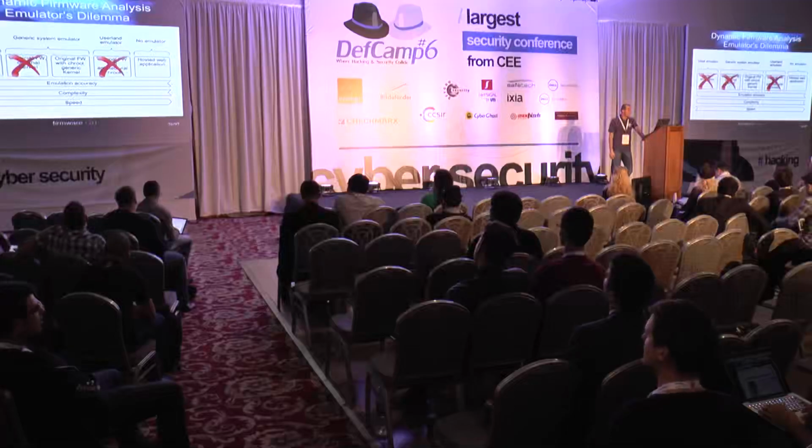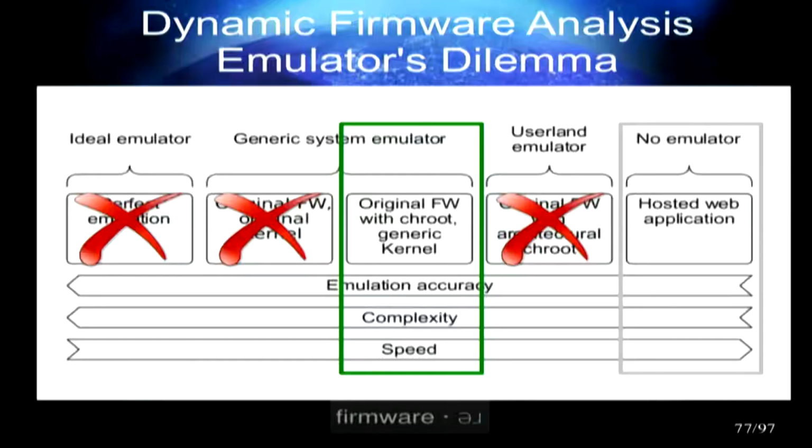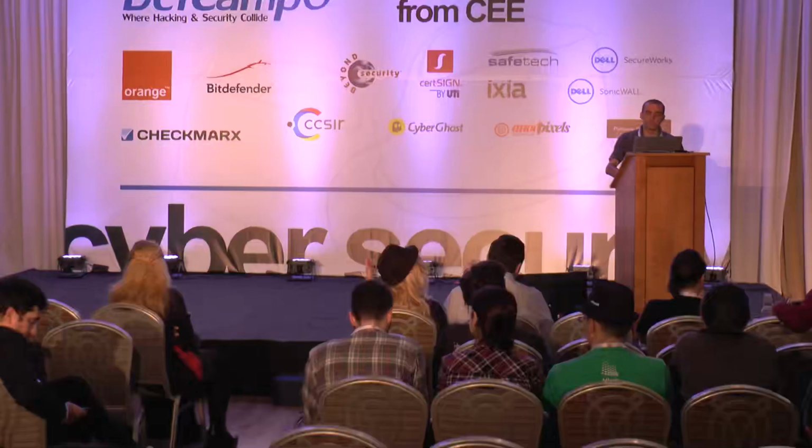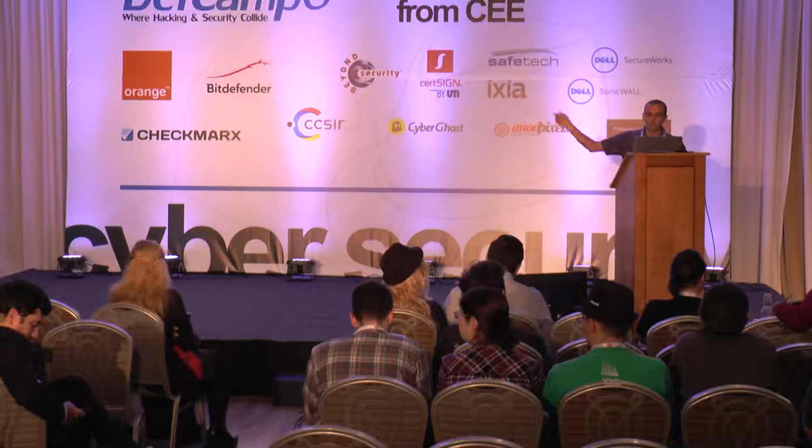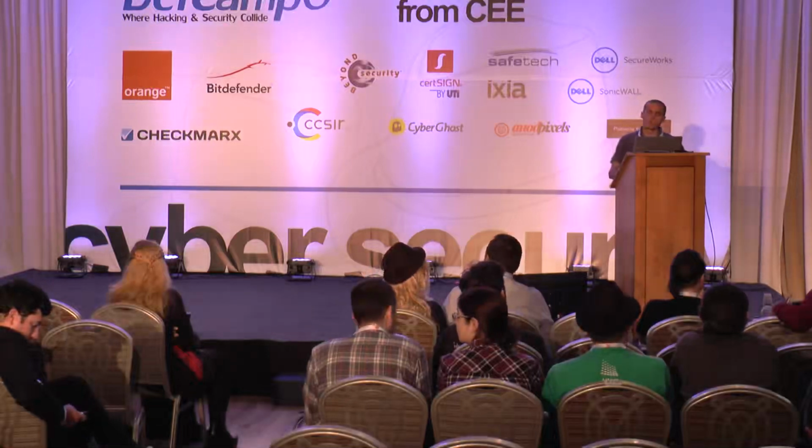Then we don't have too many original kernels, so that's also a no-go. And that was too experimental for us. So we stick with two approaches, and I'll try to demo them. The emulation accuracy, complexity and speed varies according to these arrows, and is not completely linear because of dependencies.